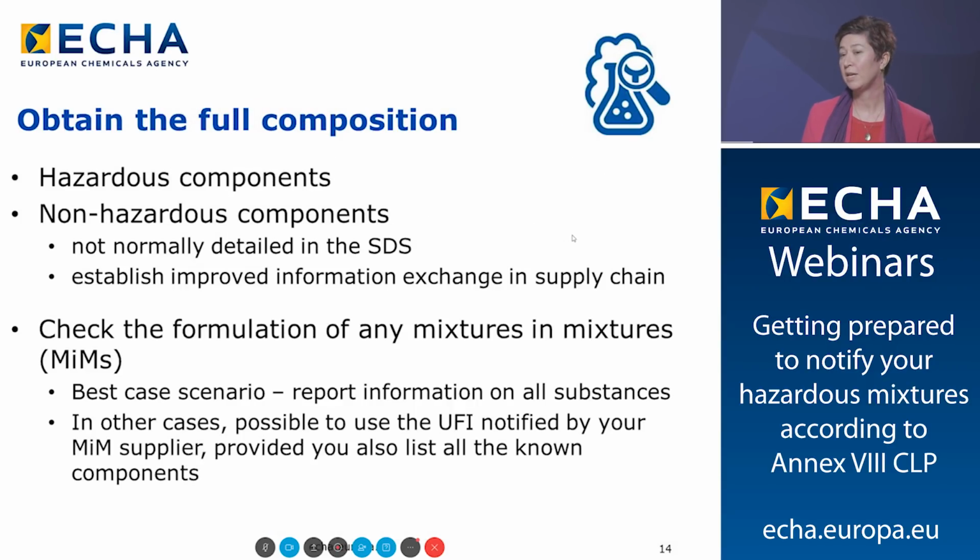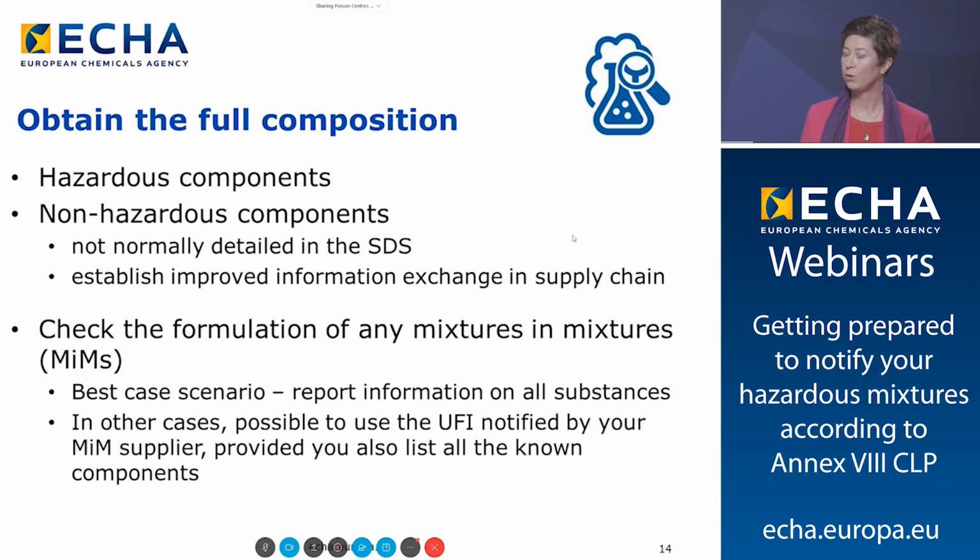You will also need to obtain the full chemical composition, which means, of course, the hazardous components, but also the non-hazardous components, which are not normally detailed in the safety data sheet. This may mean that you need to establish improved information exchange in the supply chain. You will also need to check the formulation of any mixtures in mixtures that you use. In the best case scenario, you can get this information and report on all the substances.